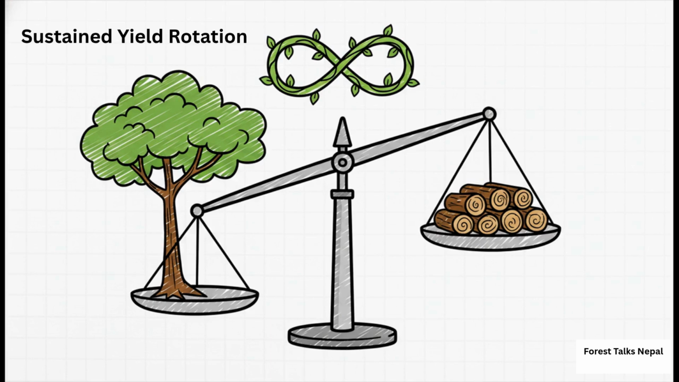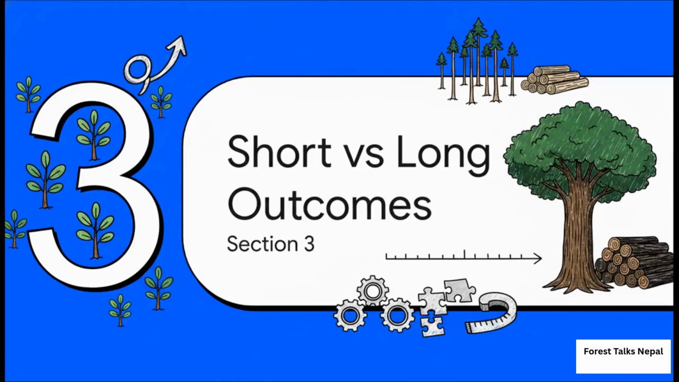It's the exact moment you can harvest to ensure the forest keeps producing forever, literally without ever running out of resources. It is the ultimate, perfect balance of harvesting what you need today while continuously growing for the future. Let's move to section 3, short versus long rotation outcomes, and see how this builds.